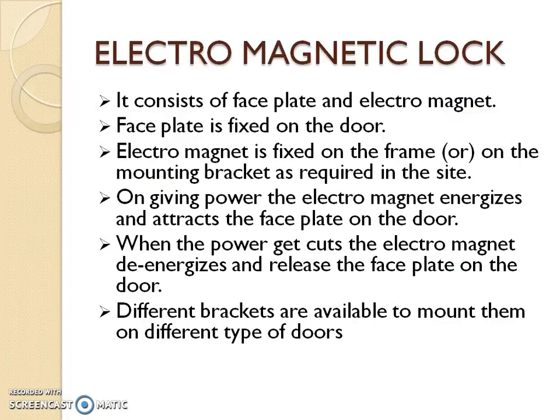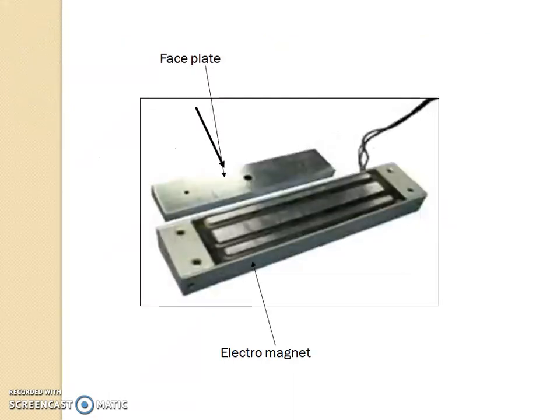Next is locks, electromagnetic lock. Before I go to this, let me show an image of this one. Here, I'm showing you a device which has a faceplate and an electromagnet. This particular device has to be installed on the door. For example, the faceplate, which is seen here, is stuck to the door leaf, and the electromagnet is fixed on the floor.